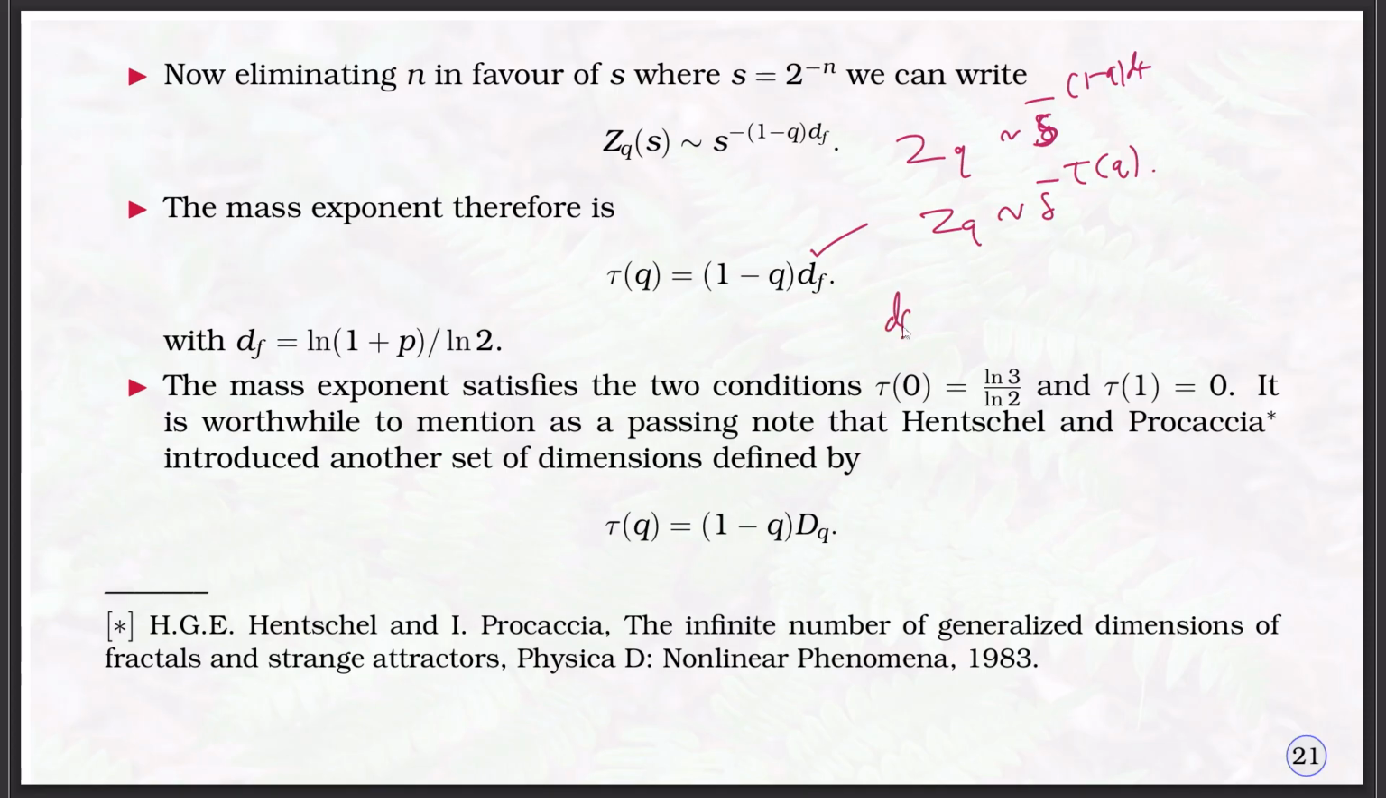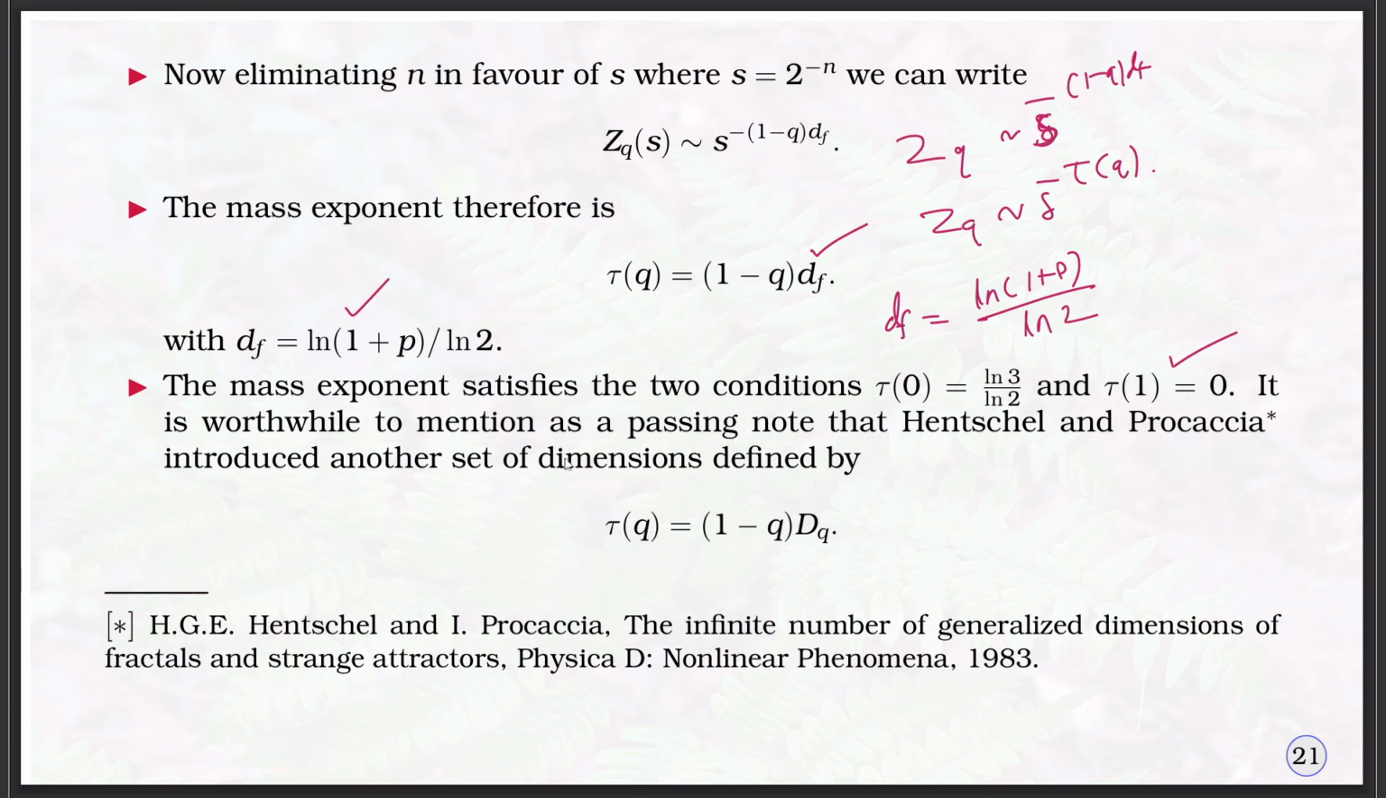Now the df value we obtained is ln of 1 plus p by ln 2. We know that the mass exponent should satisfy a basic condition. If you substitute q as 0, it must give the fractal dimension. Taking q as 0, one can get df equal to ln 3 by ln 2. And if you substitute q as 1, we get 0, so this is satisfied.